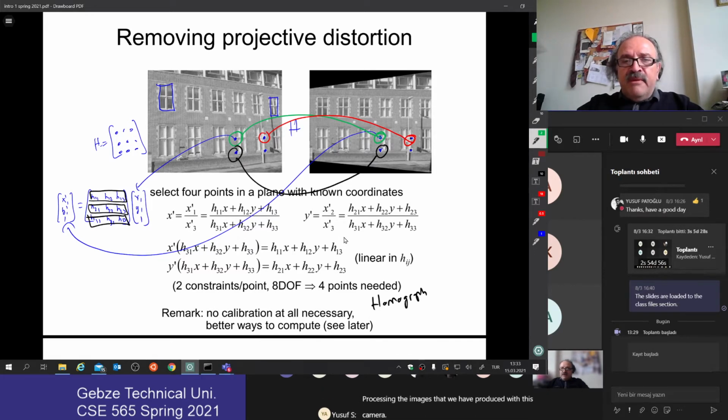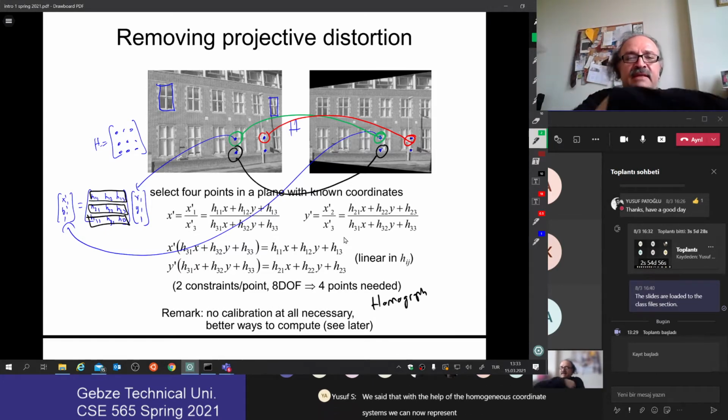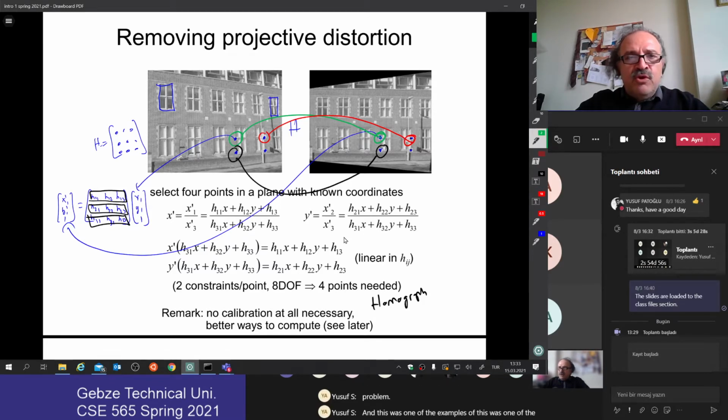Last time we talked about the homogeneous coordinate system and its usage. We said that with the help of homogeneous coordinate systems, we can now represent points at infinity, and we can talk about the points at infinity like regular points. In our equations, such as the homography equations, we could use them with no problem. And this was one of the examples of how we use the homography.